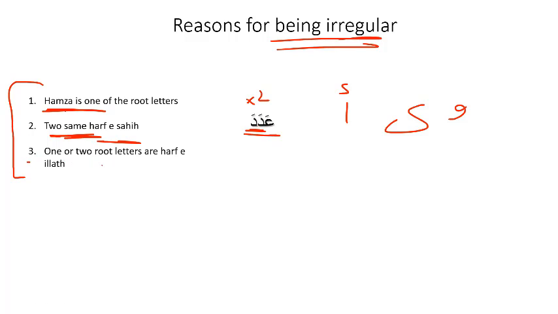And the third reason is where one or two of the root letters, and again, emphasis here is root letters. So with the first one, Hamza is one of the root letters. For the second one, two similar harfe sahi as root letters. And then one or two root letters are harfe illat. Again, harfe illat, waw or ya. So these are the three broad reasons for being ghair sahi.